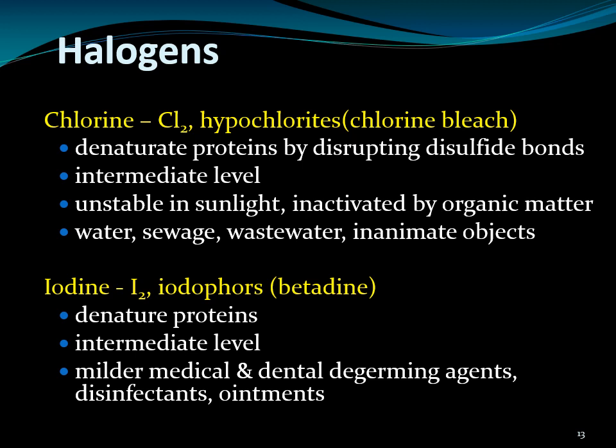How are they acting? Chlorine, the active form of chlorine, comes from hypochlorite. Sodium hypochlorite can also be used, then bleaching powder is there. So they all generate chlorine. How does it act? It denatures the protein by disrupting the disulfide bond.